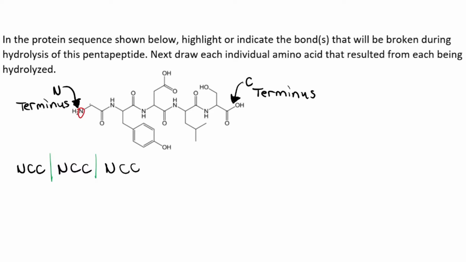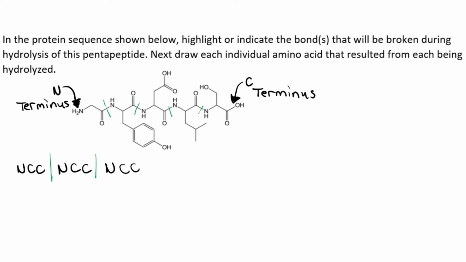pentapeptide. So you have nitrogen, carbon, carbon, and then you're going to have a peptide bond. And here you go. Nitrogen, carbon, carbon, new amino acid. Nitrogen, carbon, carbon, peptide bond. Nitrogen, carbon, carbon. And let's get rid of these red circles so we can see where our peptide bonds are located. We have 4 peptide bonds here.